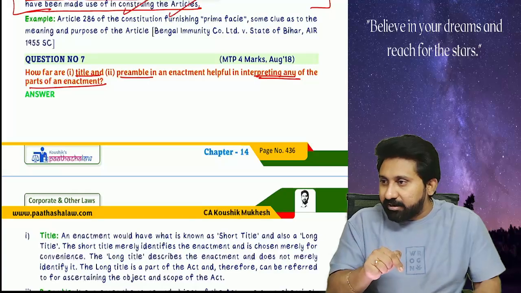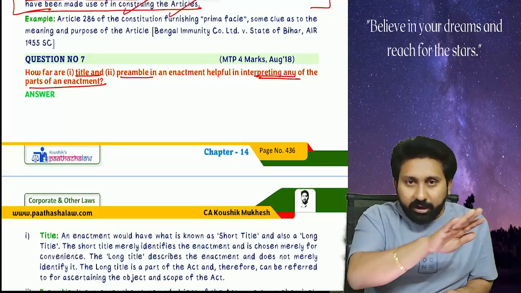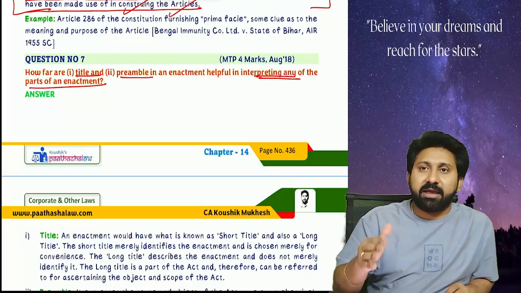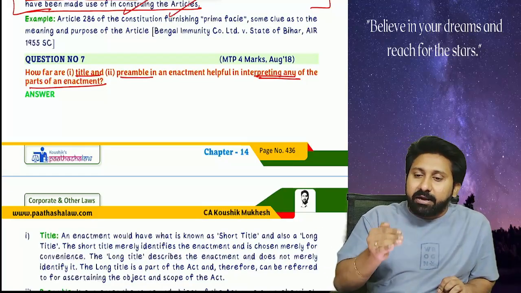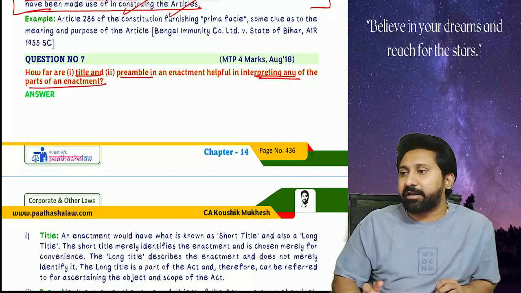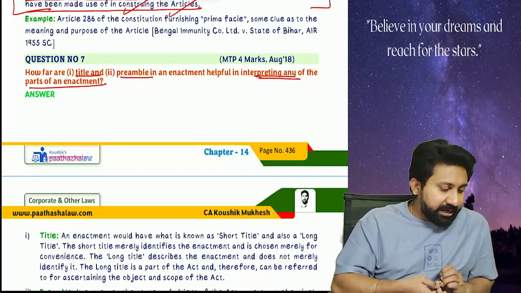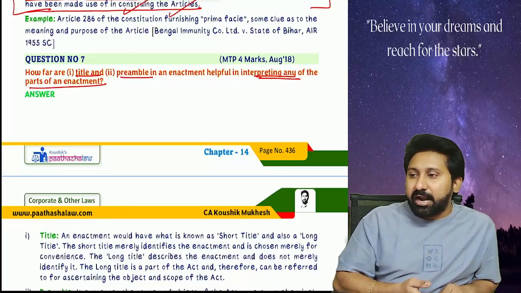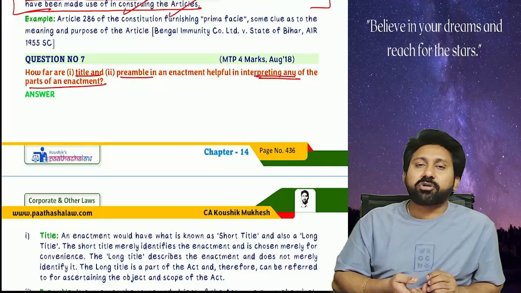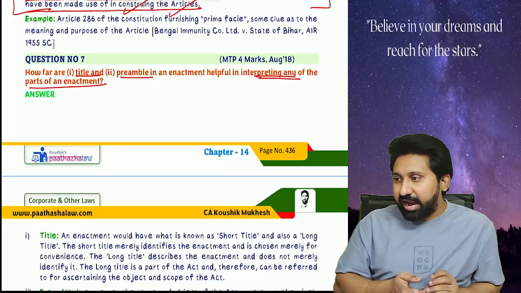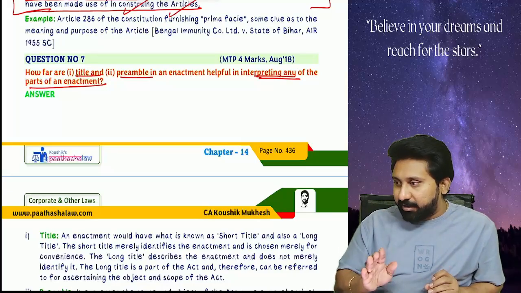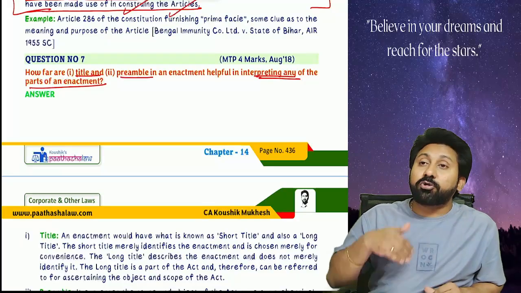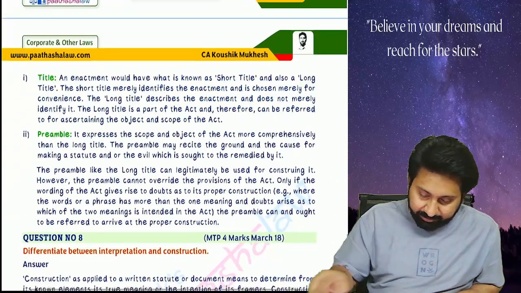Now in today's India, long titles are removed. In that place, preambles came. Preamble is a part of an act. It will be written before section 1, but it is a part of an act. So short title and long title are the two types of titles. Short title will merely identify the enactment, but long title will not just merely identify; it will be used to understand the scope and objective of an act.